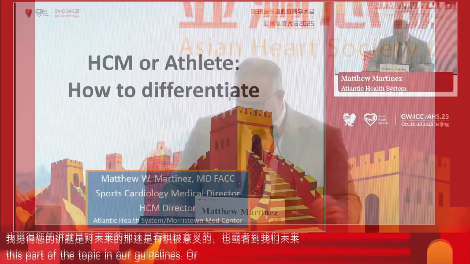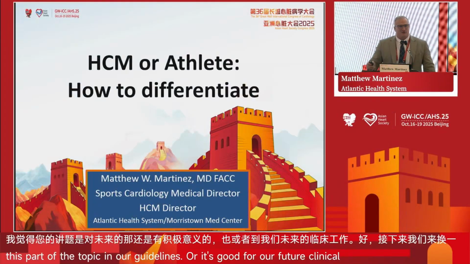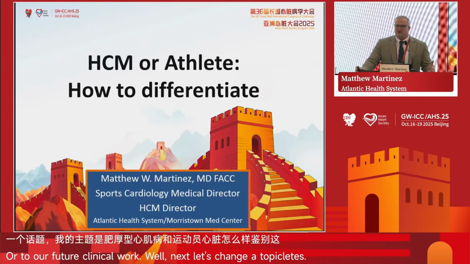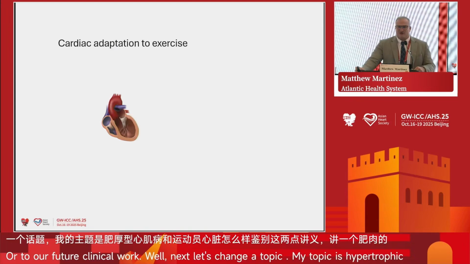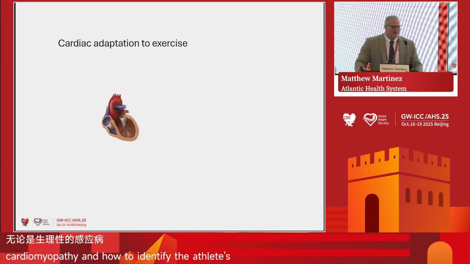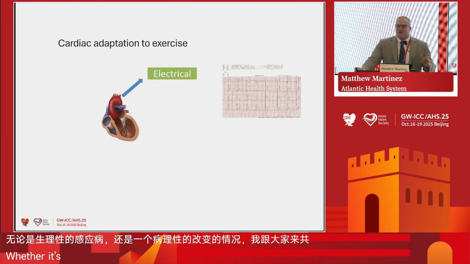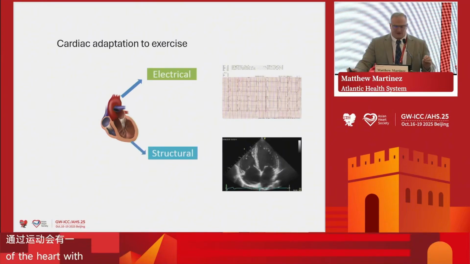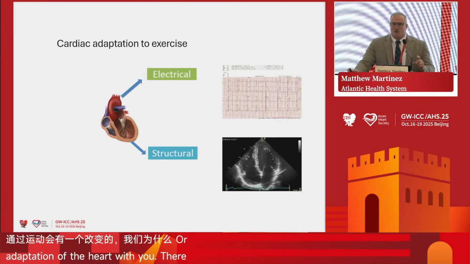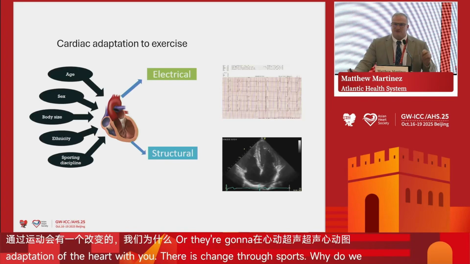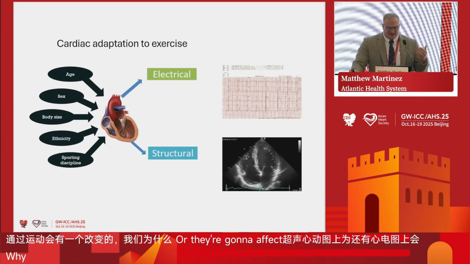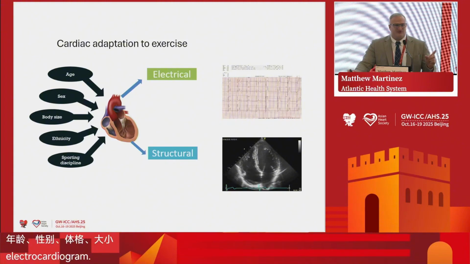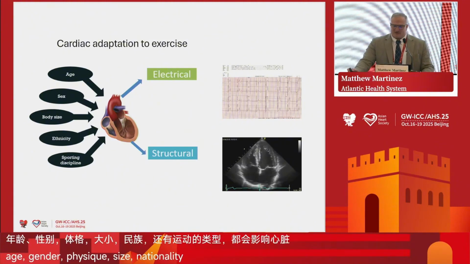We're going to talk about hypertrophic cardiomyopathy and athletes and how to distinguish this. We're talking about the difference between a thick heart and whether this is a physiologic change or a pathologic change. If you remind yourself of the cardiac adaptations you often see with exercise, we think about these primarily as electrical or structural. So they're either going to affect the electrocardiogram or the echocardiogram, and many pieces go into this. Their age, their sex, body size, ethnicity, and what kind of sport they play all have impact in whether this is a physiologic athletic change or a pathologic finding.